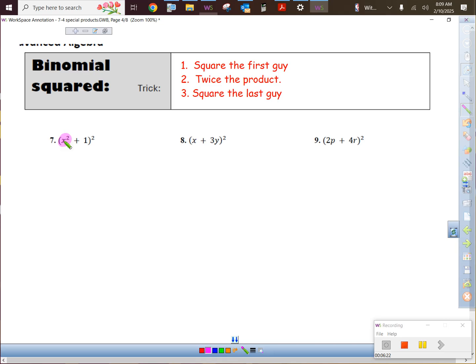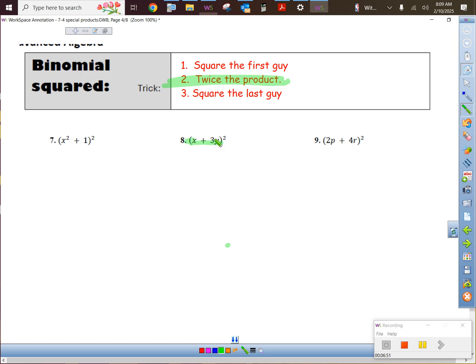3 moves. This dude right here, though, actually has 2 moves in it, twice the product. And you'll see as we go through this, this will be much, much faster. But it started off with some rough ones here. So we're going to come back to number 7. We're going to start with number 8.